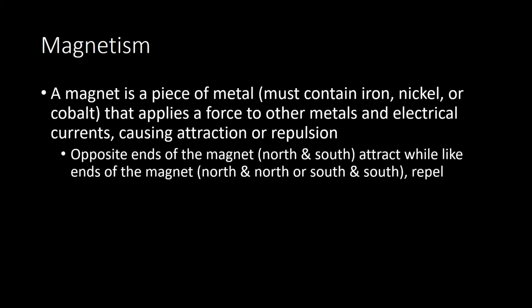The opposite ends of the magnet, the north and south pole, will attract each other, while the like ends of the magnet, either two north poles or two south poles, will repel each other. So if you've ever tried bringing two magnets together and they seem to push apart, that is because they are both the same pole. They're both north or both south.